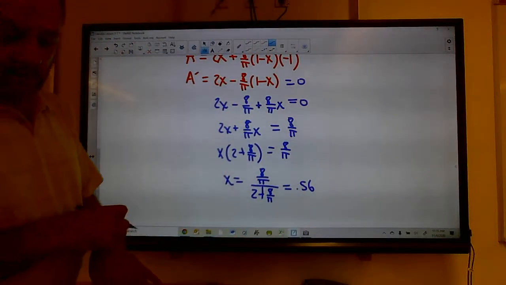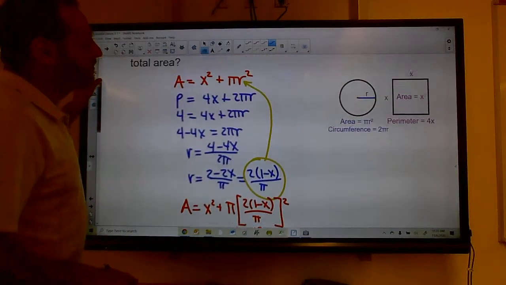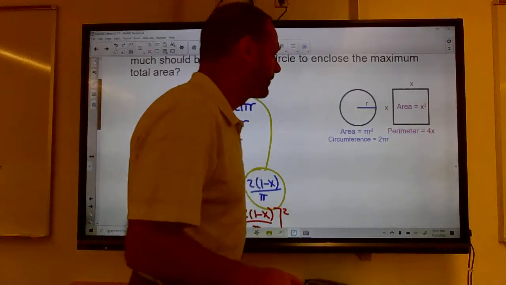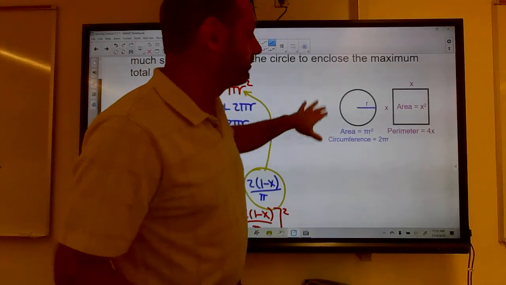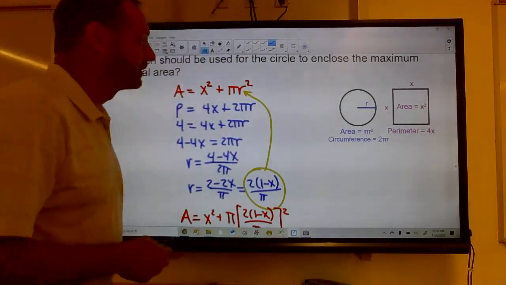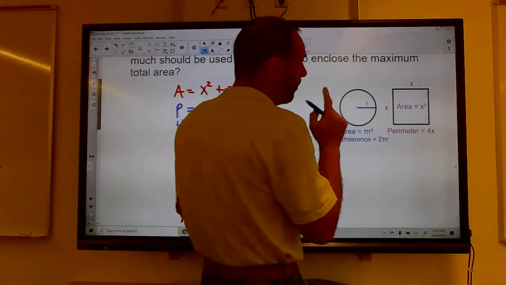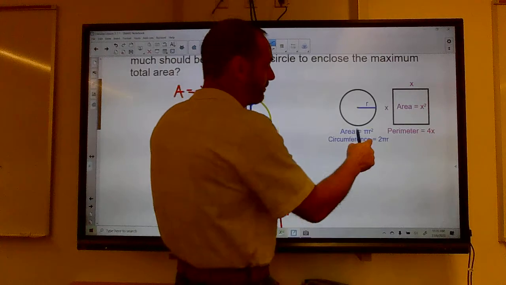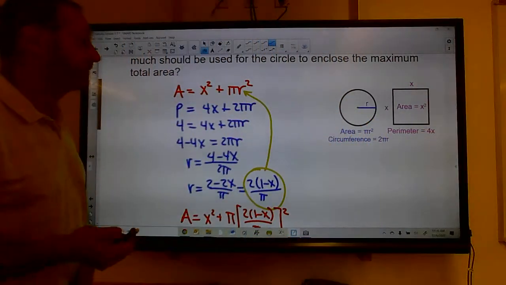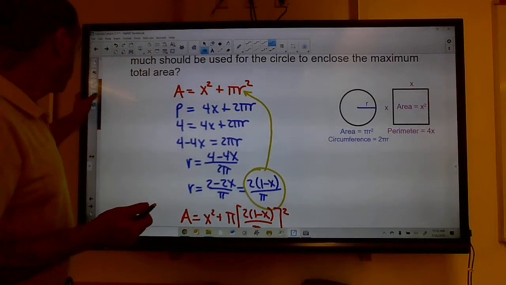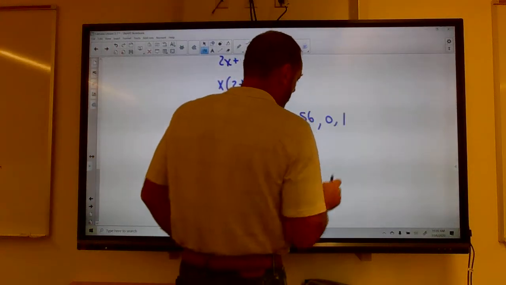Now, again, your endpoints, what are your possible endpoints with this? Well, if we look at the square, the minimum I could make a side would be 0, which would mean the circle would be the entire thing. There would be no square. The biggest I could make x would be 1, because remember the perimeter is 4x, and so 4 times 1 would be 4, and that's all. I only have 4 feet of wire, so that's it. So my endpoints are also critical points. I've got to include 0 and 1.